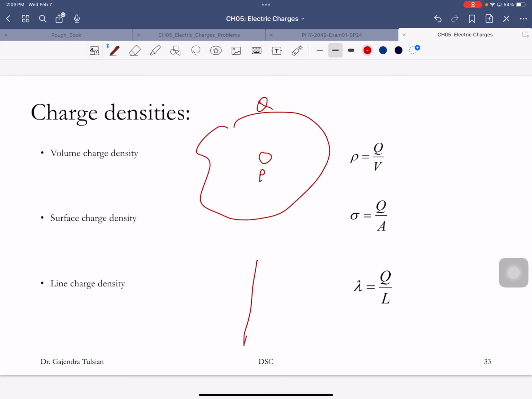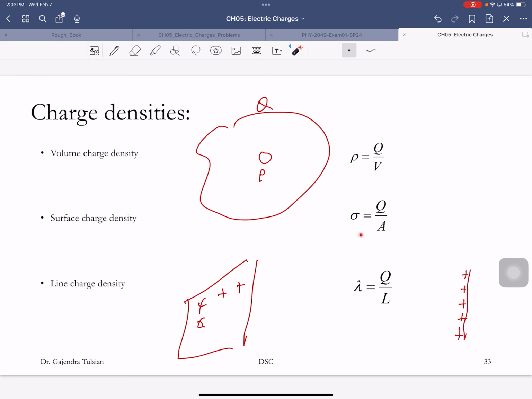Oftentimes you'll smear a wall evenly with charges, and then you need a surface charge density. So when you're dealing with capacitors, you'll do that. For instance, you can spray that wall evenly with charges. So the total charge divided by the area gives you the surface charge density. And then there will be times when you will deal with linear charge density. You'll take a wire and smear it evenly with charge. So this is linear charge density denoted by lambda: total charge divided by the length of the wire.